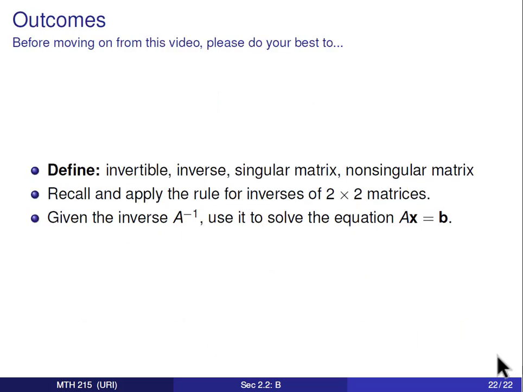We're going to stop here for now. Here are our outcomes again. You want to be able to define what it means for a matrix to be invertible or singular or non-singular. You want to be able to define what the inverse is. And then for the situation where you're dealing with a 2x2 matrix, you want to remember that formula for inverses for 2x2 matrices. And then as we did in that last example, if you're able to find that inverse, be able to use it to solve a matrix vector equation like we've seen. All right, I will see you in the next video.